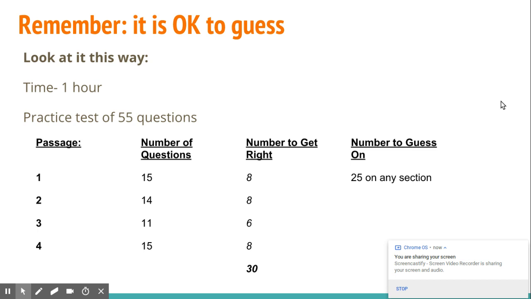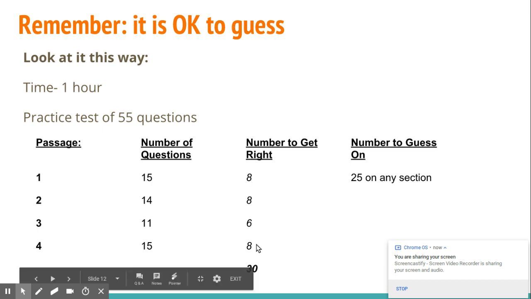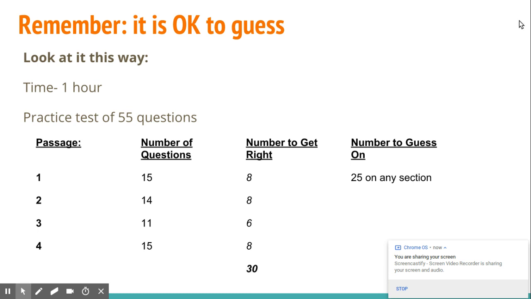You have 1 hour to read 4 passages, maybe 5, and have 55 questions. You know that if you need 30, and if there are 15 questions in the first section, you probably want to get about 8 right in order to meet that 30 in total. But that means that you can guess on 25 questions. That's a lot of guessing, right? Almost half.